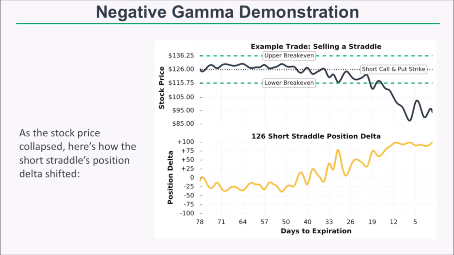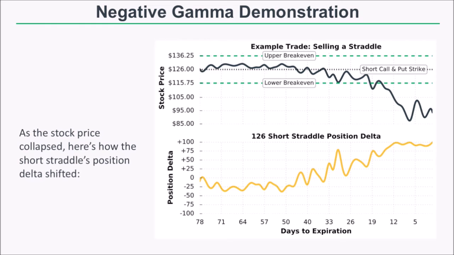However, as we can see, when the stock price started to sell off and was well below the lower break-even price of 115.75, we can see that the position delta was growing more and more positive, and that's because the short put's position delta was growing more towards plus 100, while the short call's position delta is approaching 0. So as the short put becomes deeper and deeper in the money, the short straddle position starts to act more like a long stock position. So we can see that by the position delta changing from around 0 all the way up until plus 100. Now at expiration, it makes sense that the short straddle's position delta was plus 100 because the short put was in the money.